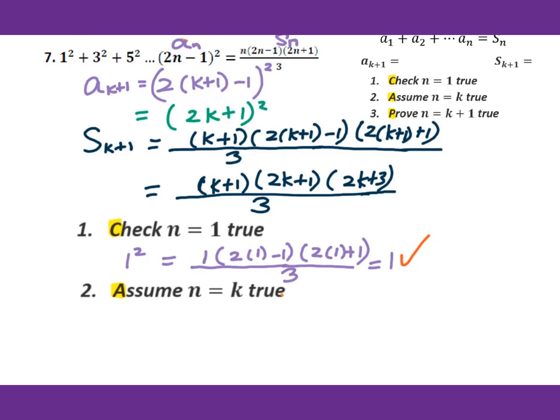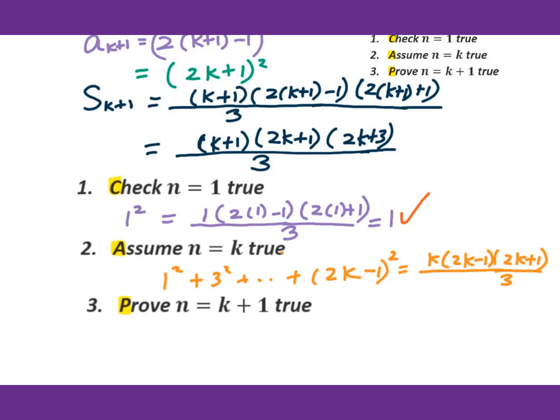Now assume n equals k, the statement is true. So we get 1 square plus 3 square plus 2k minus 1 square equals k times 2k minus 1 times 2k plus 1 over 3. For second step, you just need to change every single n into k for the statement. Then we need to prove n equals k plus 1 true. Therefore, I just bring down this one, then add a sub k plus 1.